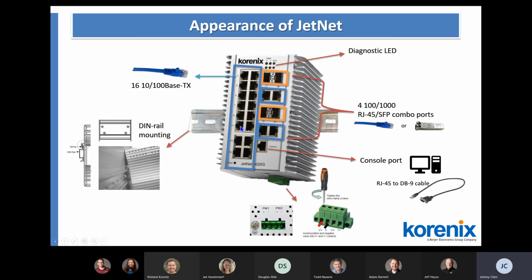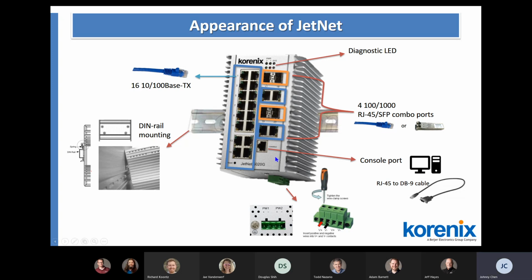Okay, this is the appearance of the JetNet. Let's take a look from the front of the switch. In front of the switch, you could see the Ethernet port, of course, and also the fiber port. But some of our switches support combo ports, which means you could choose either RJ45 or the SFP to be the uplink port. But it's either one choice.